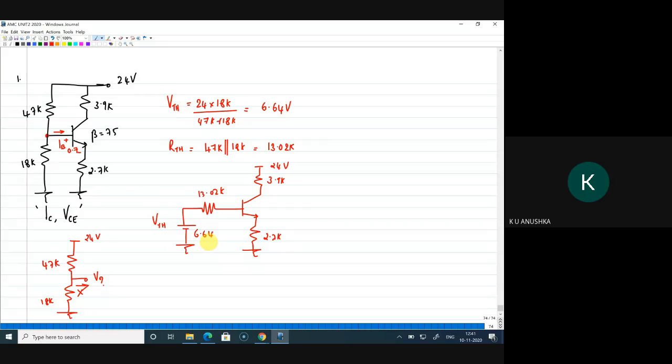3.9K minus IB into 13.02K. That means you are considering a loop like this. Yes, sir. Now if I take a loop like that, what is this voltage? IB is going towards... If you mark the direction of current, this is IB, this is IC, and this is IE, right? Yes, sir.